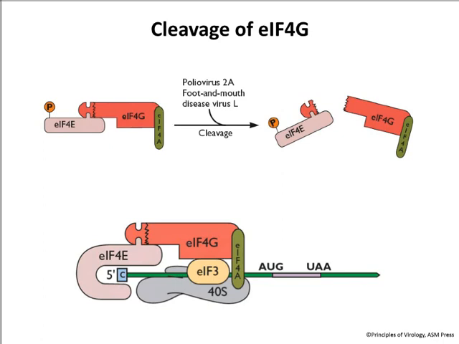Now, if you remember, host mRNAs have a cap. They need to initiate translation with a cap binding protein, eIF4E, that helps recruit the 40S ribosome in. If you cleave right here, you can no longer recruit the ribosomal subunit to capped mRNAs. So that shuts off host translation.